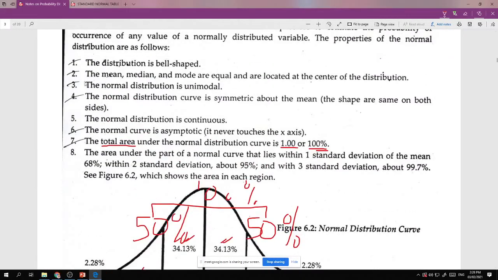Okay? So let's go over this one. The normal distribution is bell-shaped.